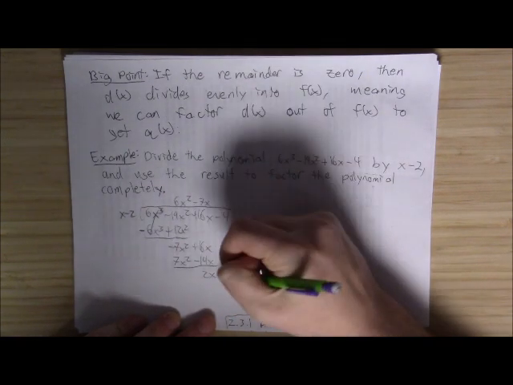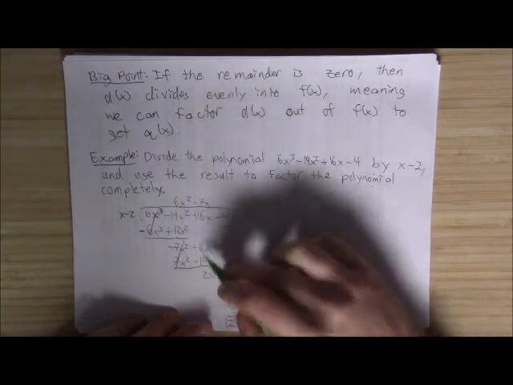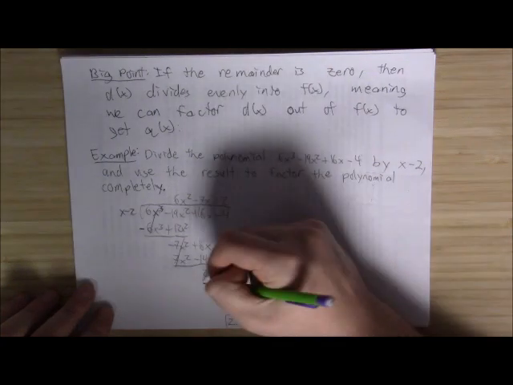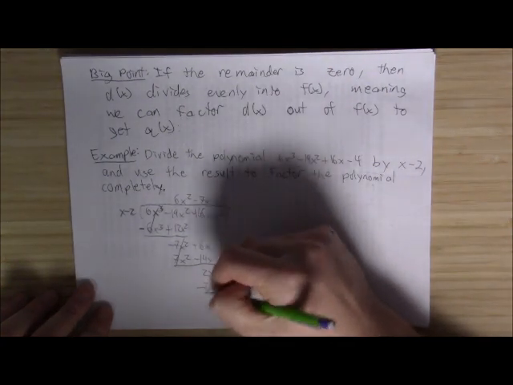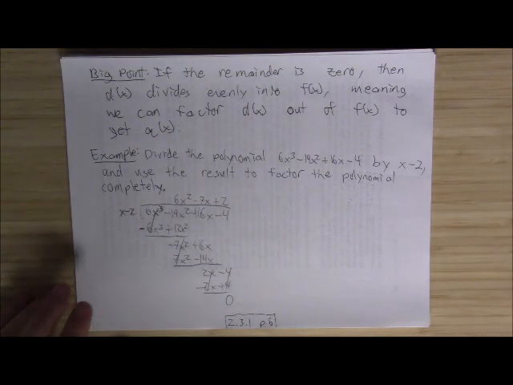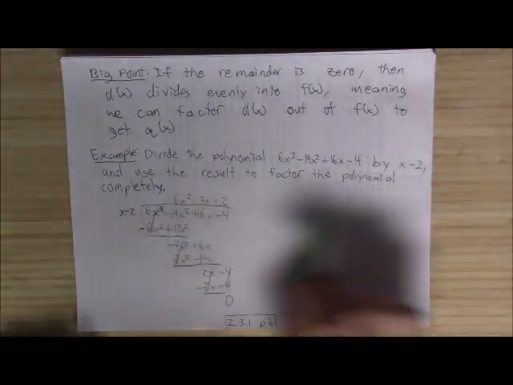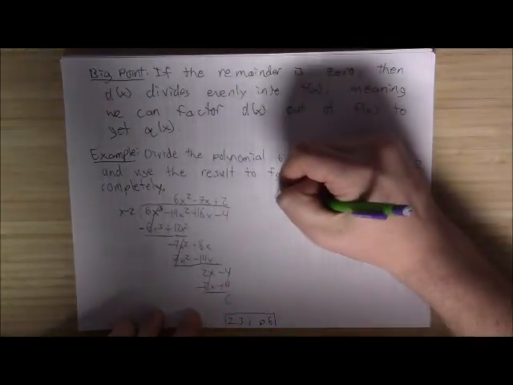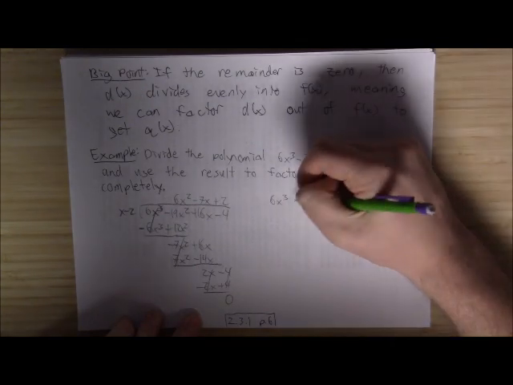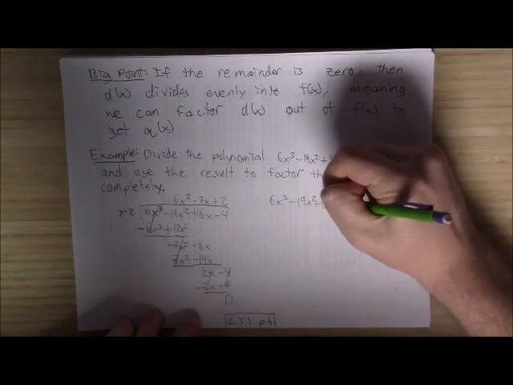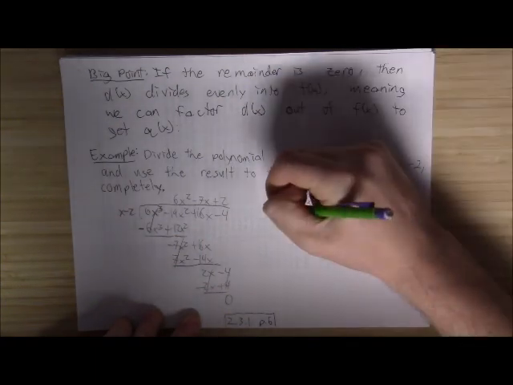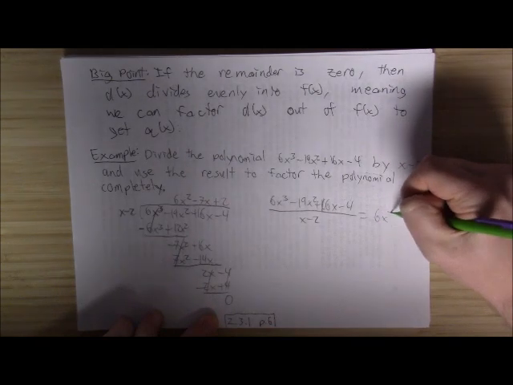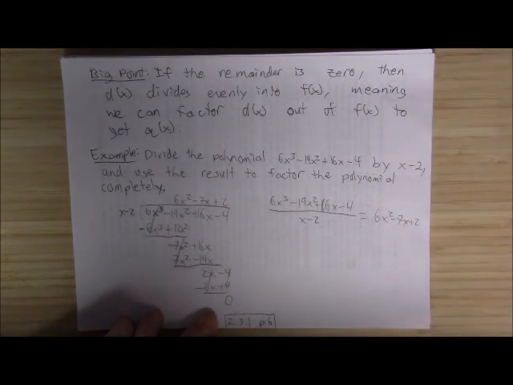So I have 2x minus 4. Let's multiply by, what should I multiply by? I should multiply to match that, I need plus 2. So I get 2x plus 4. Everything cancels. I get 0. What I actually have here is that I can factor out this. So what I've written, one way to think about this is 6x cubed minus 19x squared plus 16x minus 4 divided by x minus 2 actually equals 6x squared minus 7x plus 2.